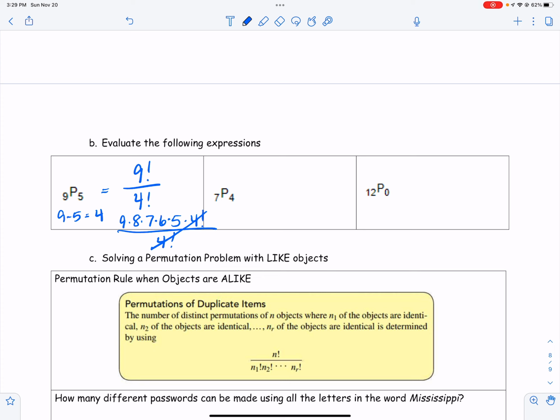I'm going to use my calculator. Let's see what I got here. 9 choosing 4, and I'm going to get 3,024.